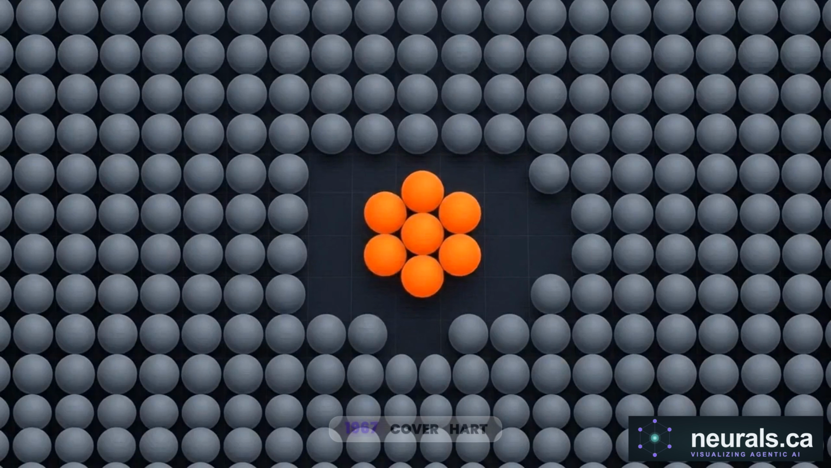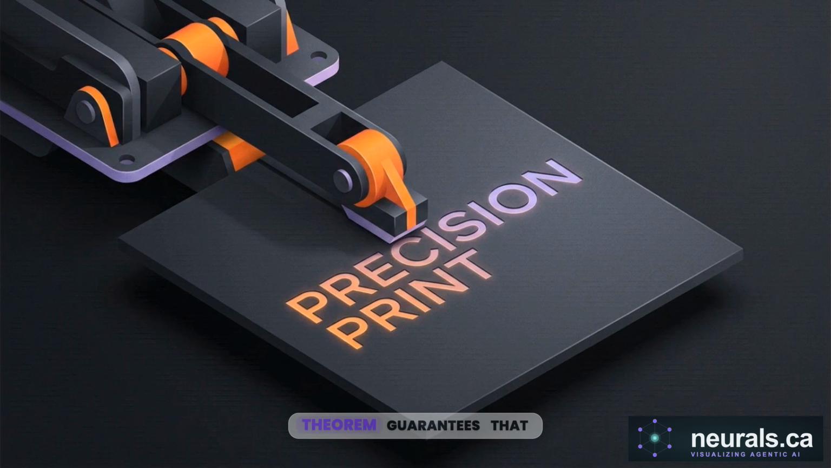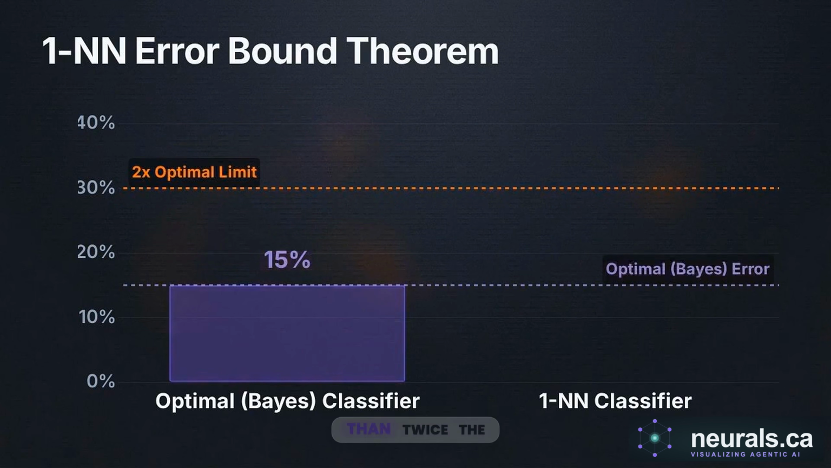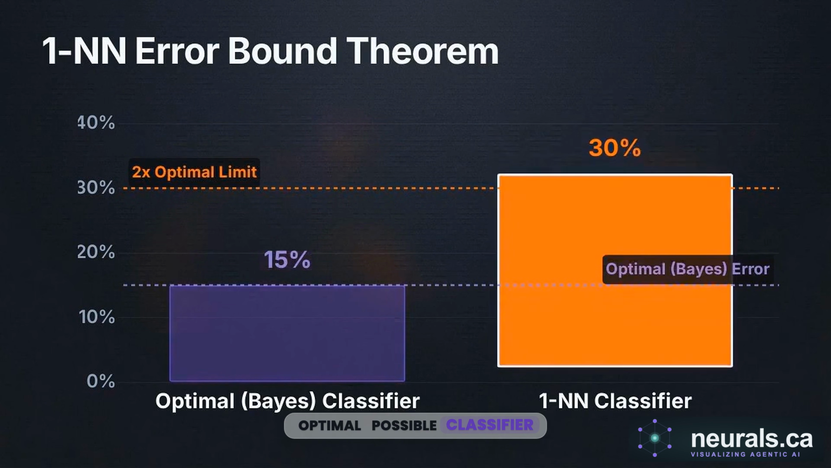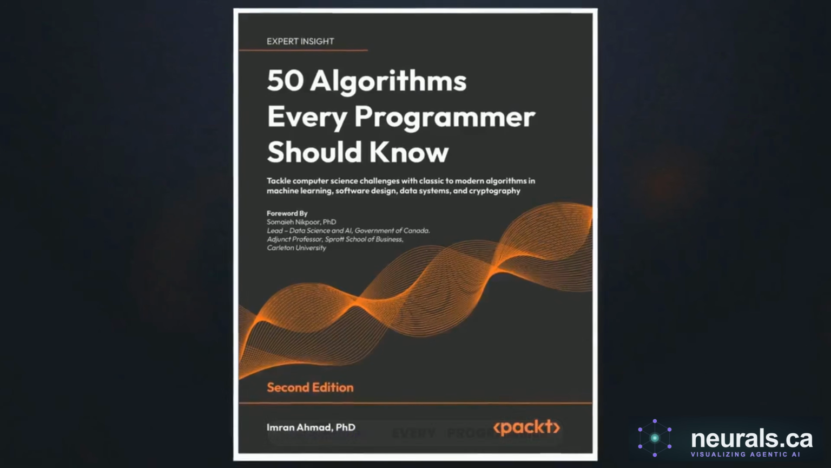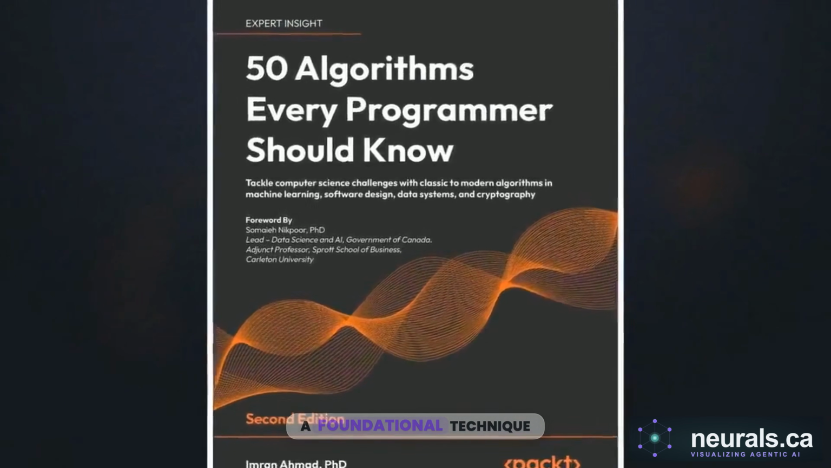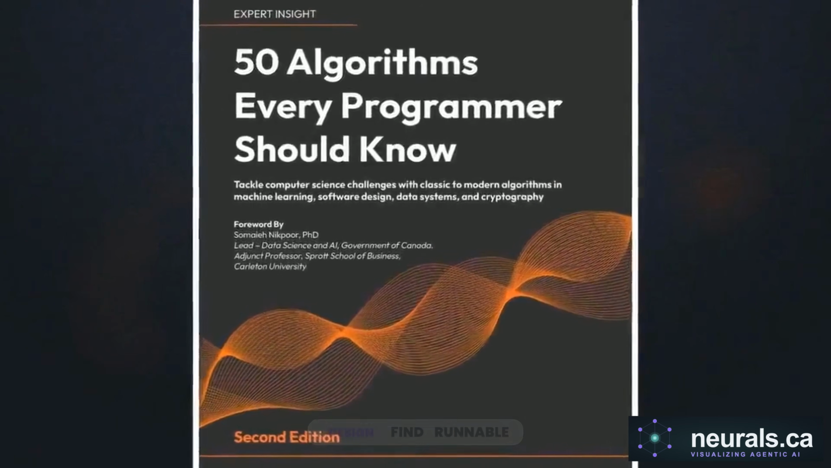In fact, the 1967 Cover-Hart theorem guarantees that as your dataset grows, a simple one nearest neighbor rule will never have an error rate worse than twice the optimal possible classifier. This is the cover for 50 algorithms every programmer should know. K nearest neighbors is a foundational technique for modern software design.